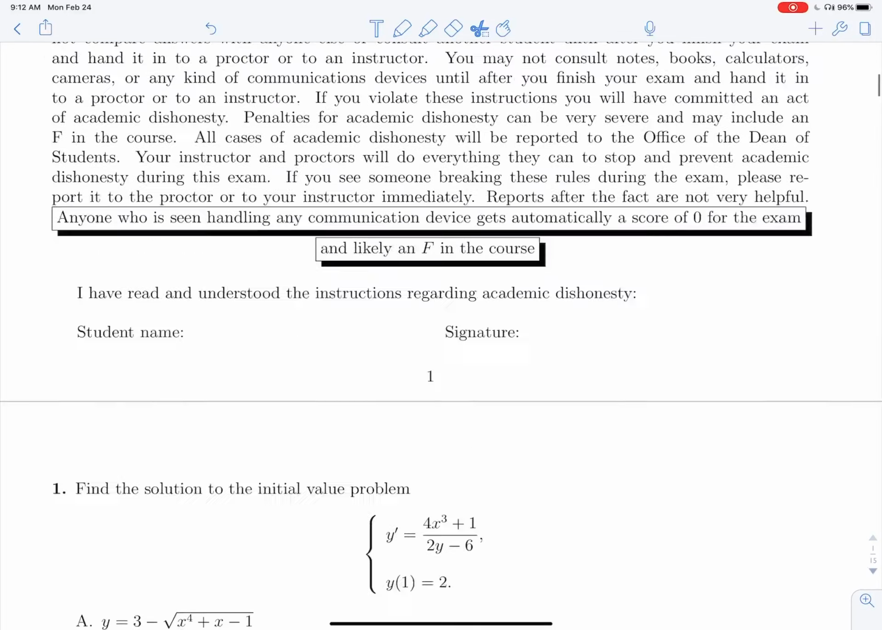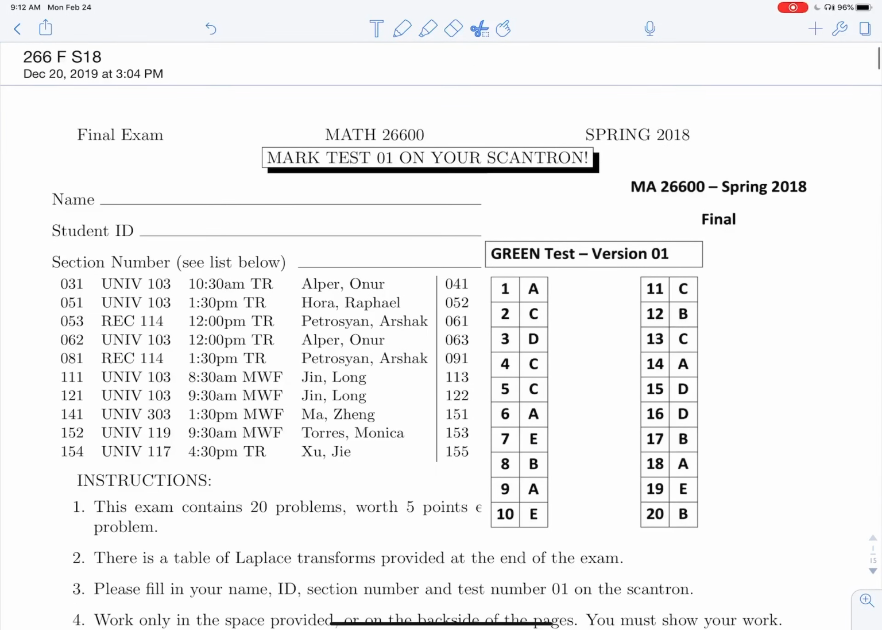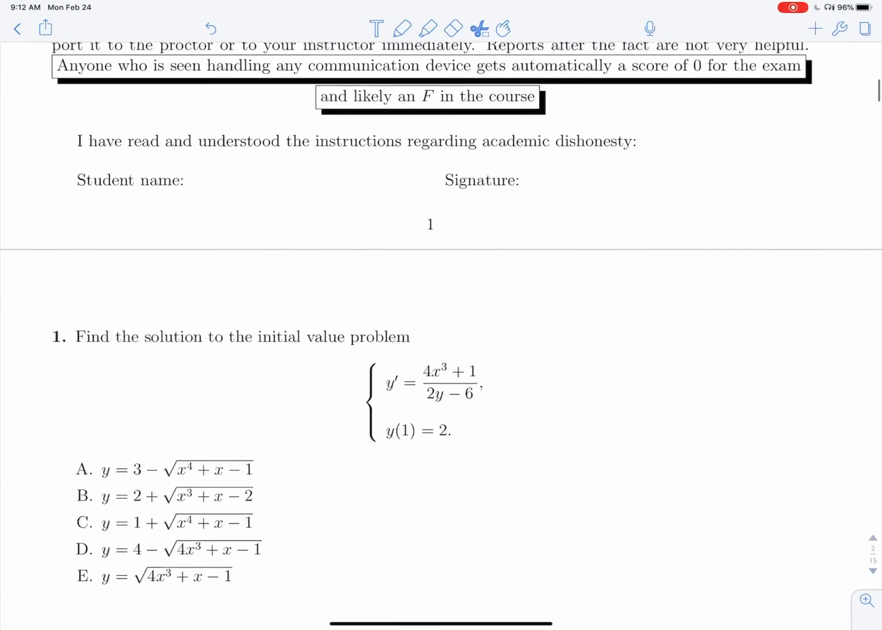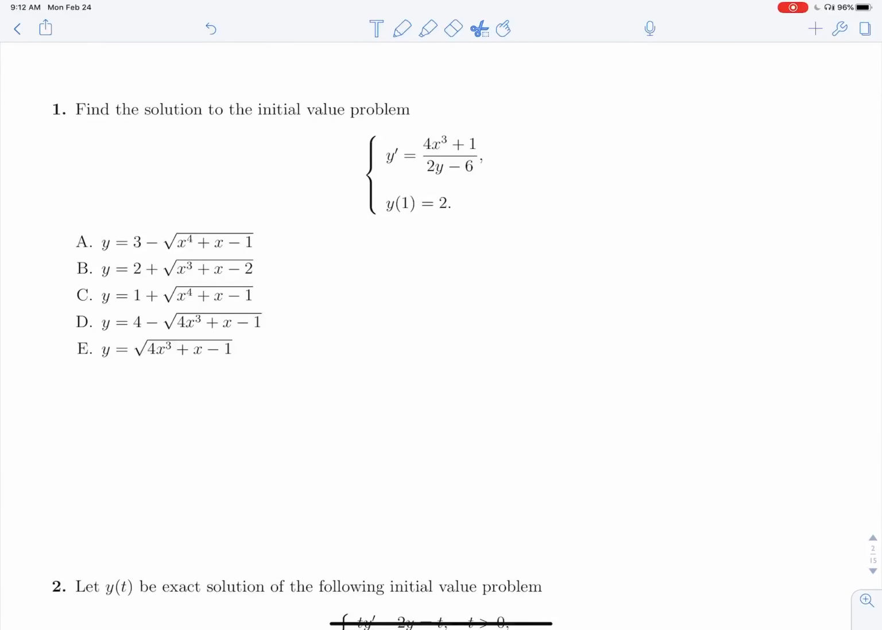Okay, question one. And by the way, got to do the little intro. This is the midterm 1 material section of the spring 2018 final for MA266. So let's do it. Question one, let's find the solution to this initial value problem given here.